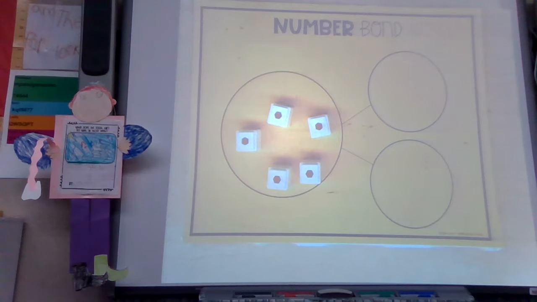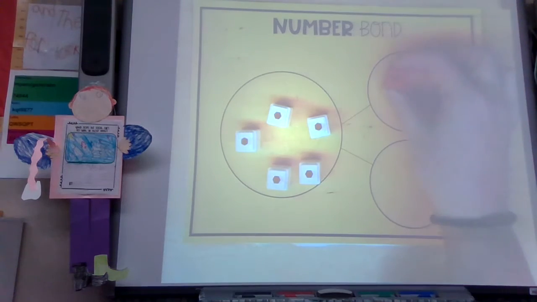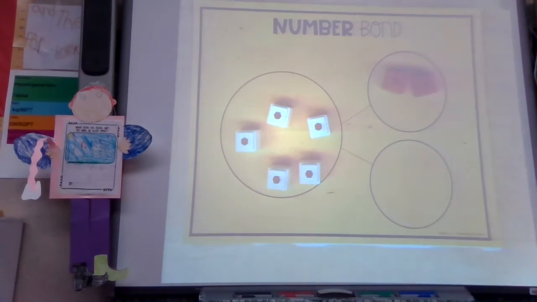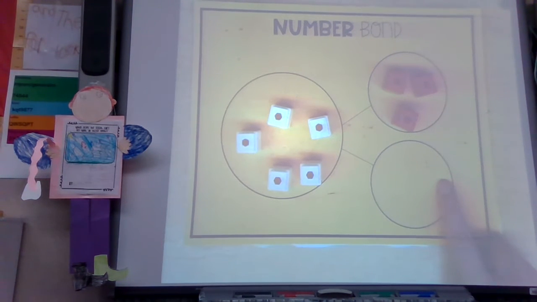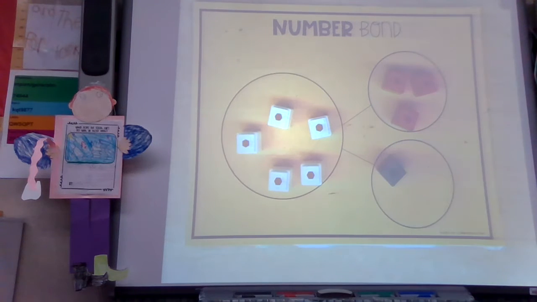Now, my apples are red and green. Let's say I have 3 red apples. I'm going to put 3 red cubes into one of the circles, which shows that it's a part. 1, 2, 3. My other part down here is for my green apples. I have 2 green apples. 1, 2.